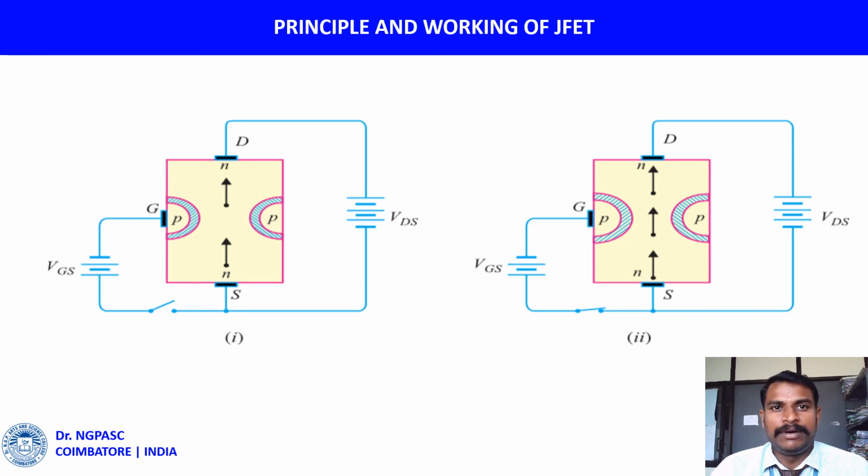So it is clear from the above discussion that the current from source to drain can be controlled by the application of potential on the gate. Potential on the gate means the electric field on the gate. So this is the reason the device is called a field effect transistor.